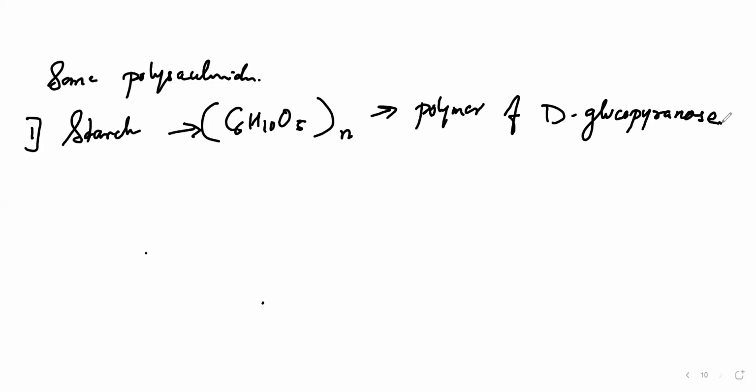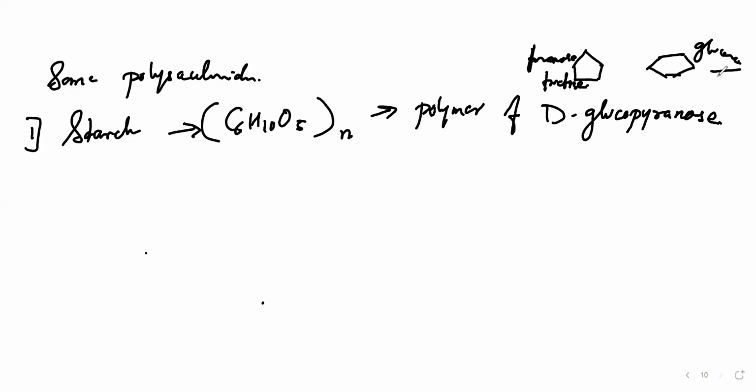Two types of rings will be there when you take the structure of any molecule: pyranose and furanose. Pyranose means a six-membered ring like this, whereas furanose means a five-membered ring. So basically, glucose has the pyranose form, and the furanose form you have in fructose.